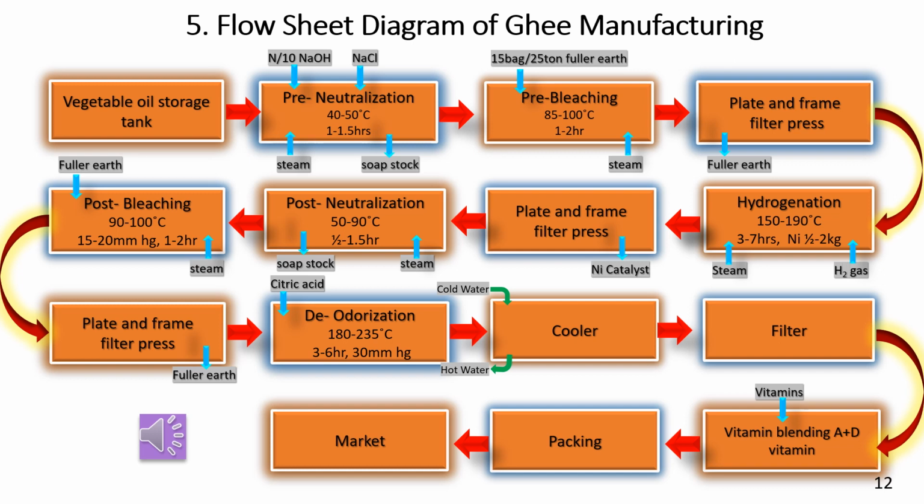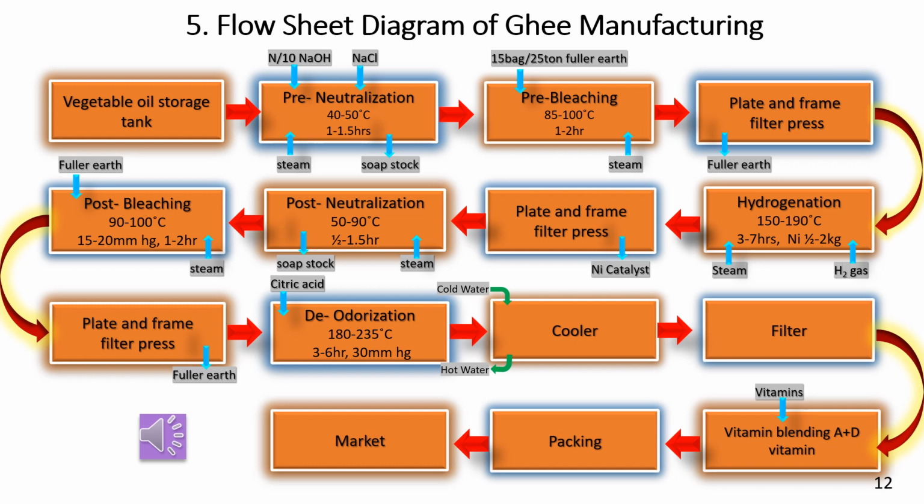Flowsheet diagram of ghee manufacturing. The whole process of ghee manufacturing requires about 15 steps. The first is the vegetable oil storage tank. Here we store our oil. Then we proceed towards the pre-neutralization chamber.